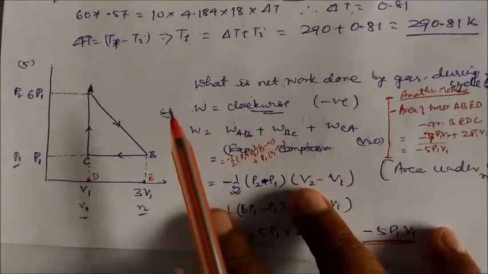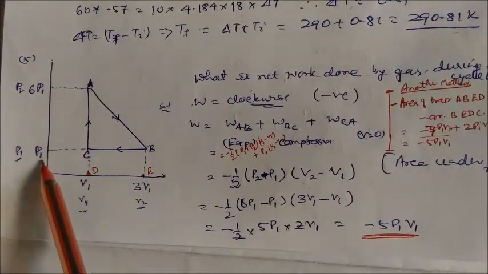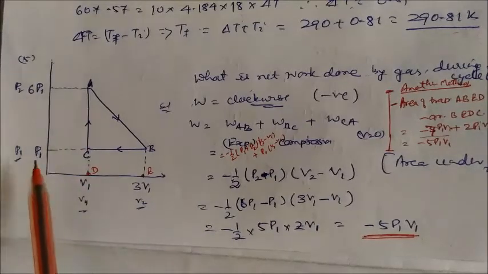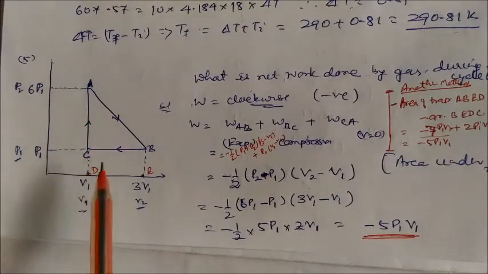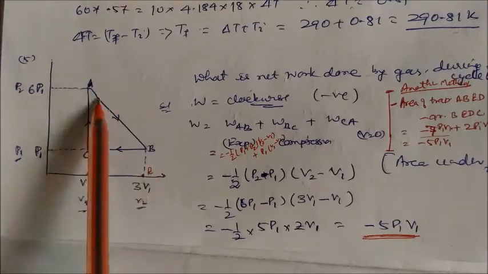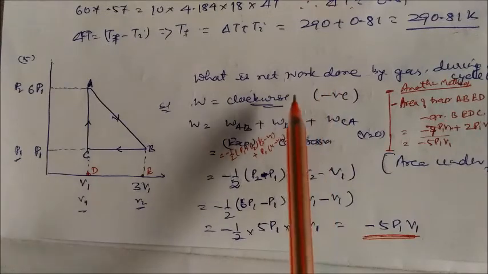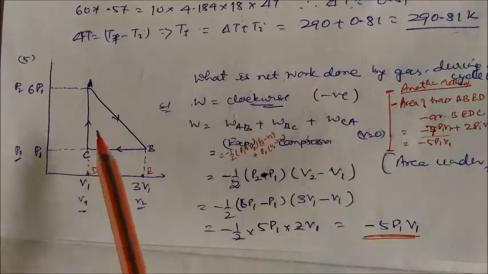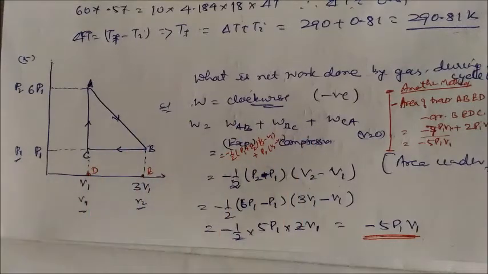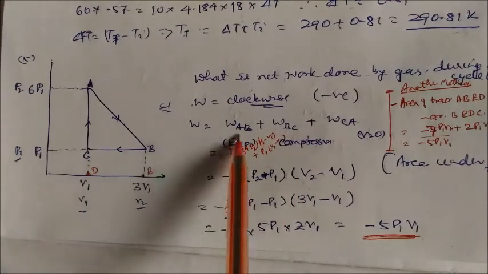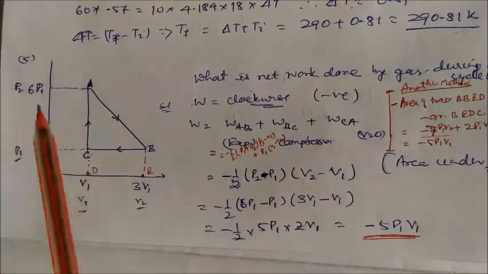Next question. This is our graph. This is the initial pressure P1, this is 6P1. At this pressure the volume is V1, and it goes to 3V1. So this is one cyclic process: A to B, B to C, C to A. What is the net work done by the gas during this cycle? We can see the cycle is clockwise, so this work done will be negative. So work done is AB plus BC plus CA.